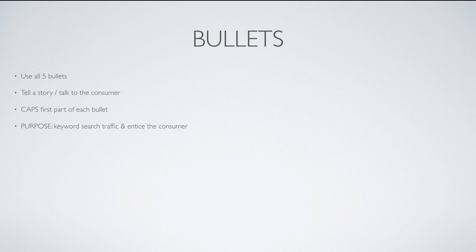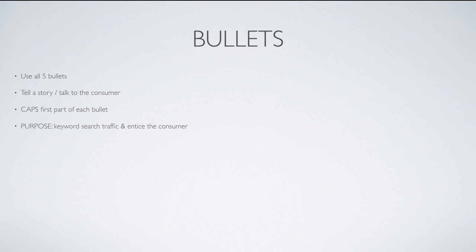What's the purpose of the bullet? We talked about the purpose of the title being keyword search traffic and enticing the customer, and the same purpose goes for the bullets. The only difference is that when we talk about enticing the customer for the title, we are trying to get the click, because they see the title when they're searching for products. Whereas with the bullets, they're already on our page. So enticing the customer in this case means that you want to get them to a point, after they read these bullets, that they're pretty much ready to purchase.